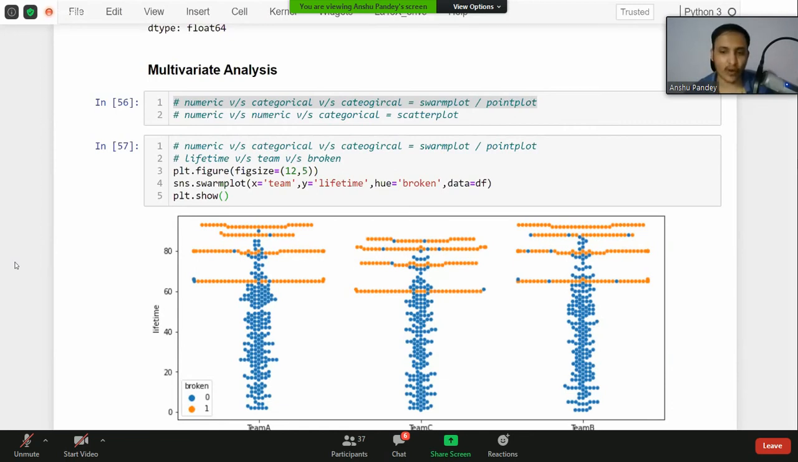Each dot is one machine. As we can see, the red dots are broken machines, and the blue dots are not broken, not damaged machines. The red dots are always starting from 60, so that means all the machines are surviving at least up to 60 months, which we also saw earlier in bivariate analysis. But then, what do you think? Do we have any particular team where the machines handled by that team are surviving less compared to the other teams?